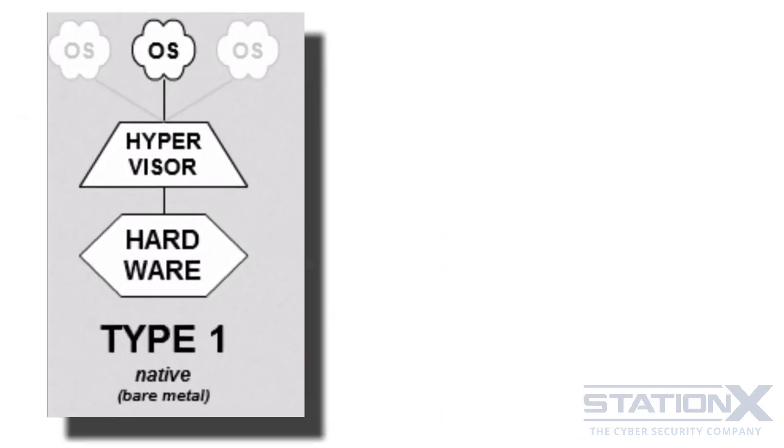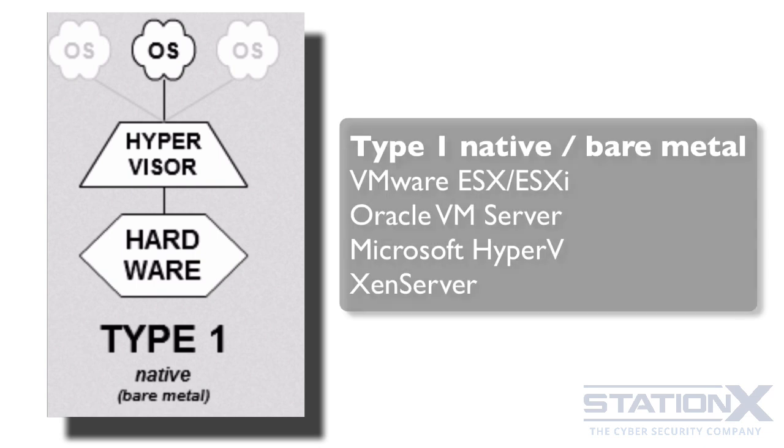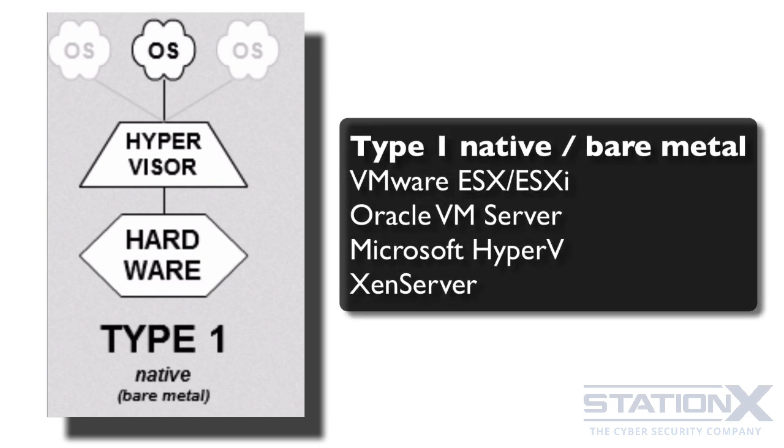So that's the Type 2 hypervisors, which you should be reasonably familiar with from your use of VirtualBox or VMware. Now there's the Type 1 native hypervisors, also called bare metal hypervisors. There is no host operating system. In fact, the hypervisor is really the host operating system. Common Type 1 native bare metal hypervisors include VMware ESX and ESXi. There's also Oracle VM Server. Microsoft's got its Hyper-V product. And there's also the free and open source Xen server.